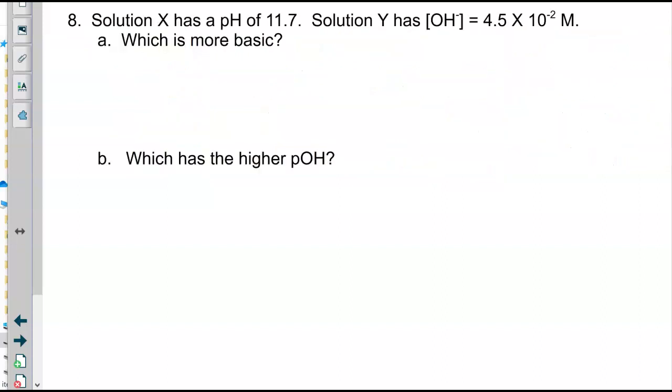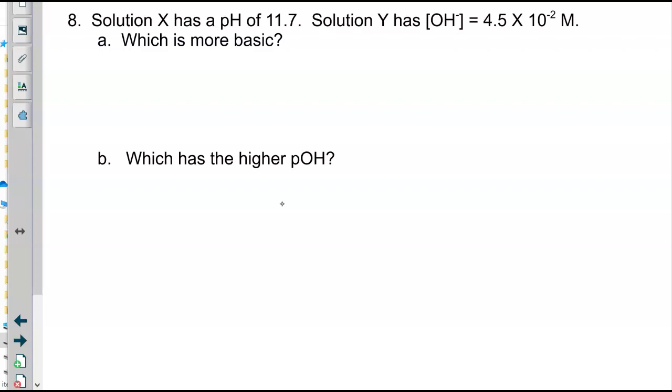Okay, for example 8, I gave you two solutions, solution X and solution Y. I gave you the pH of one and the OH concentration of the other. You need to show me with a calculation which one is more basic, and with a calculation which one has the higher OH minus concentration. I do not care which method you use, but you are going to need to problem solve through something that you can compare.